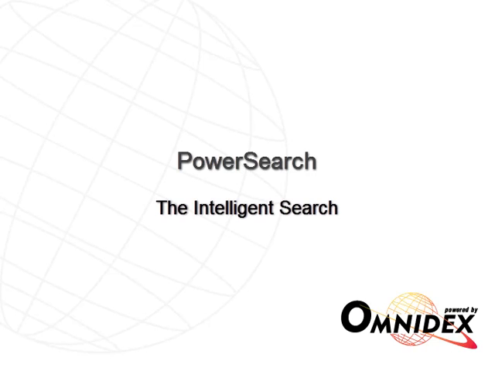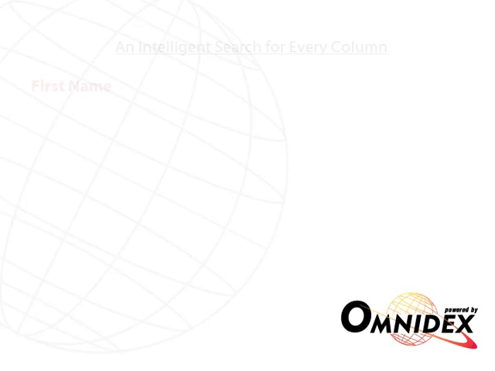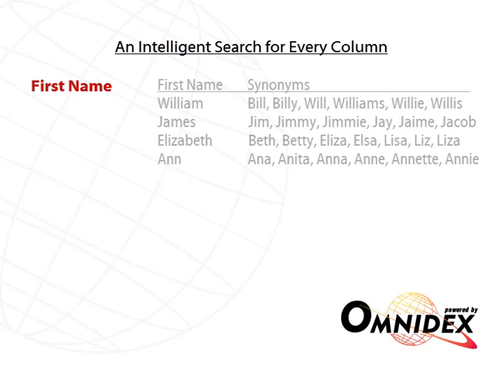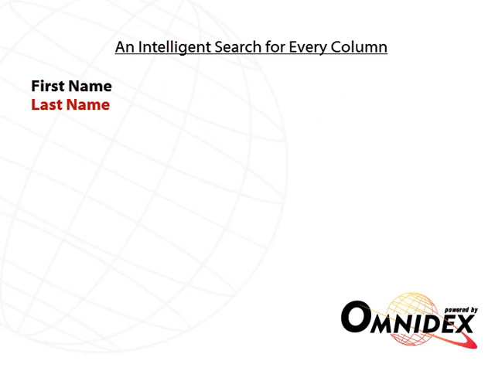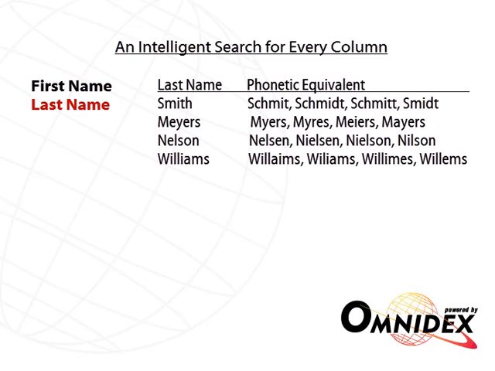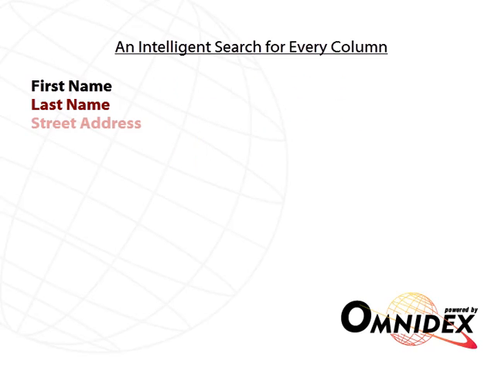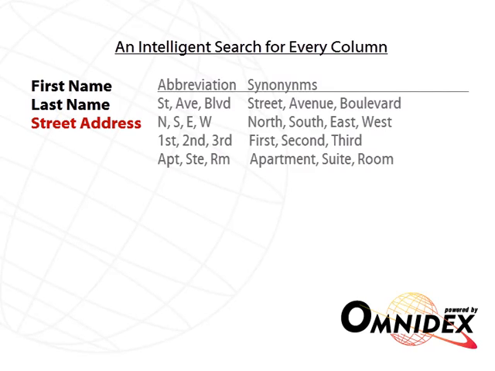Power Search accomplishes this flexibility using an intelligent search. Each column has a separate context, and the intelligence needed is different. First names require a synonym list that correlate nicknames and formal names, such as Bill and William. Last names require a phonetic search to locate differently spelled names that sound the same. Street addresses require a variety of synonym lists for abbreviations such as street and avenue.